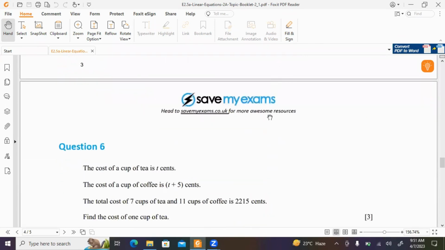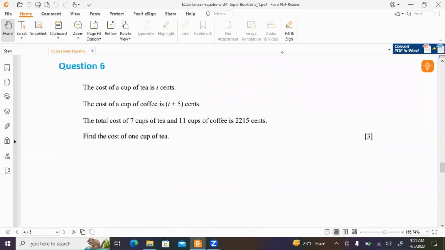Also similar. Question 6. Question 6 is: the cost of a cup of tea is t cents. The cost of a cup of coffee is t plus 5 cents. The total cost of 7 cups of tea and 11 cups of coffee is 2,215 cents. Find the cost of 1 cup of tea. So this is like a word problem with algebra. First thing first, the cost of a cup of tea is t cents. Let's write this information down. Tea is t. For coffee, it's t plus 5.